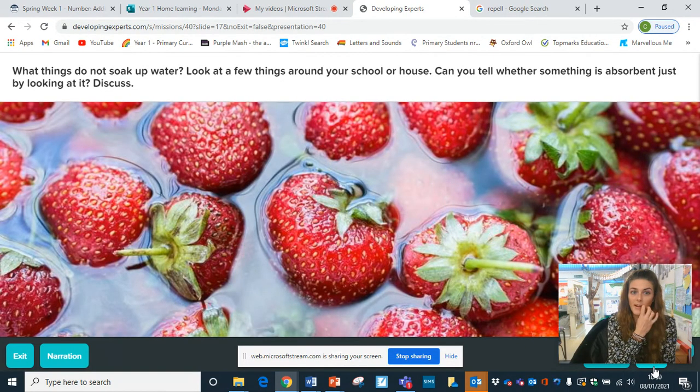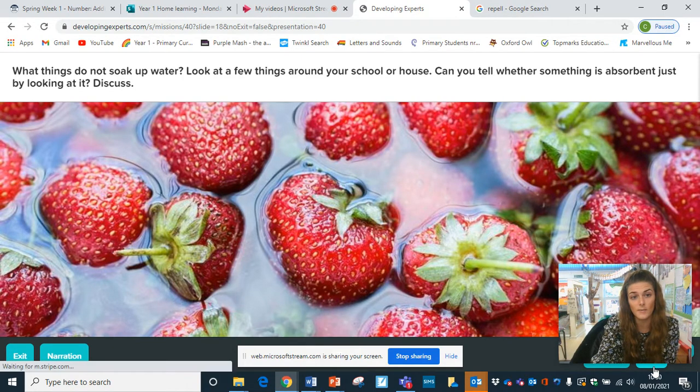Once you have thought about what things around your house absorb water, have a look at them. By looking at them, can you have a guess? Do they absorb water and soak up the water, or do they not?